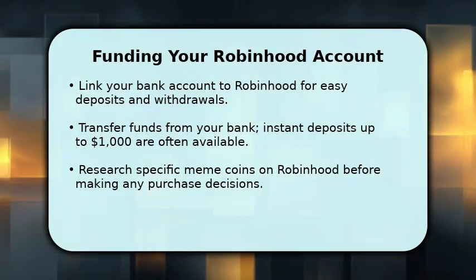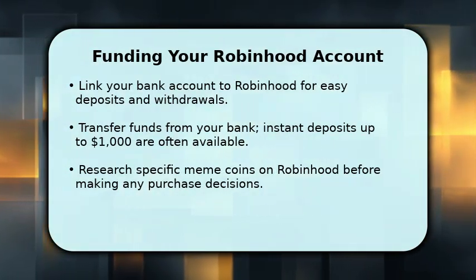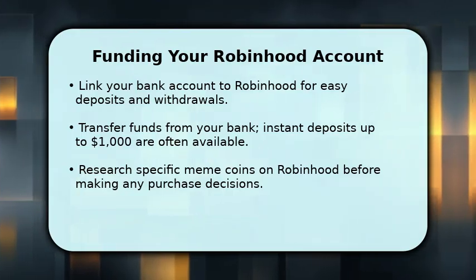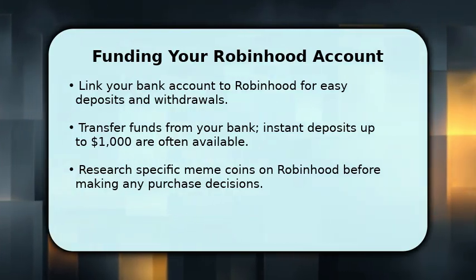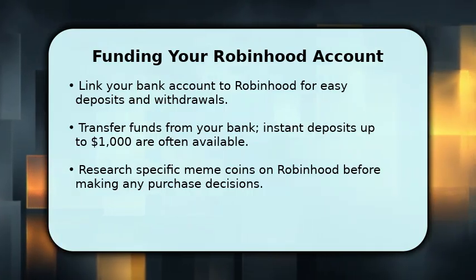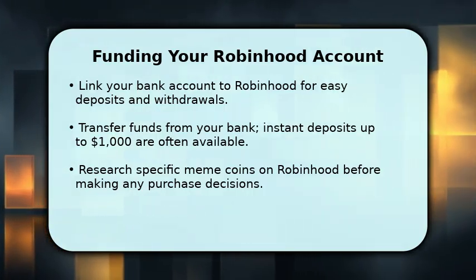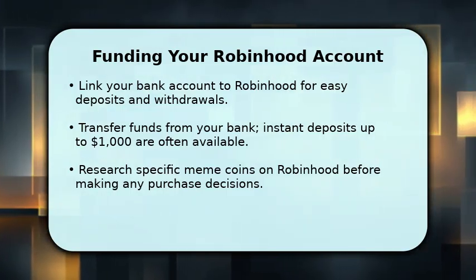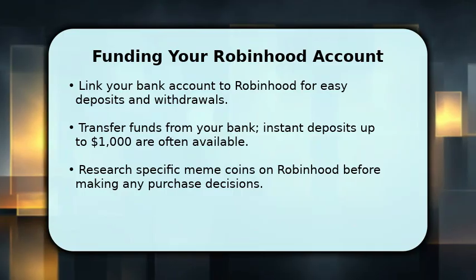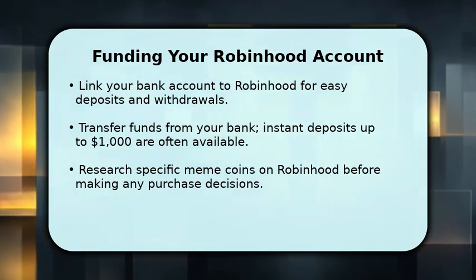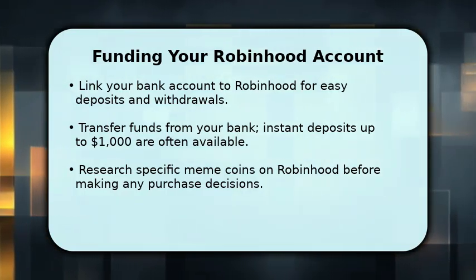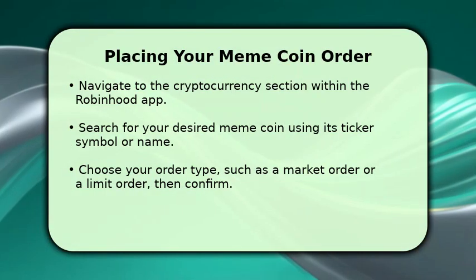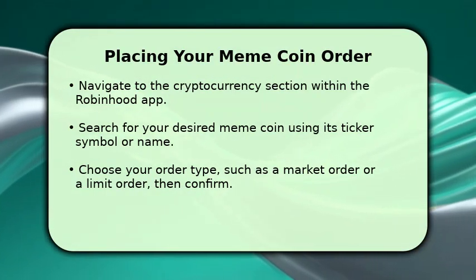Once your Robinhood account is approved, it's time to fund it. Link your bank account securely to Robinhood for seamless transfers. You can deposit funds directly from your bank, and often, instant deposits up to $1,000 are available, letting you trade immediately. Before buying, take some time to research the specific meme coin you're interested in. Understand its volatility and community support to make an informed decision. With funds in your account, you're ready to place an order.